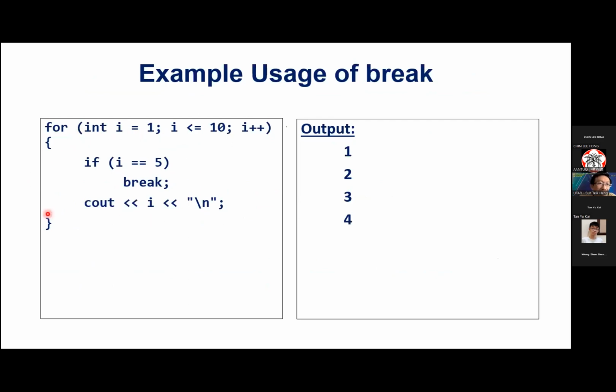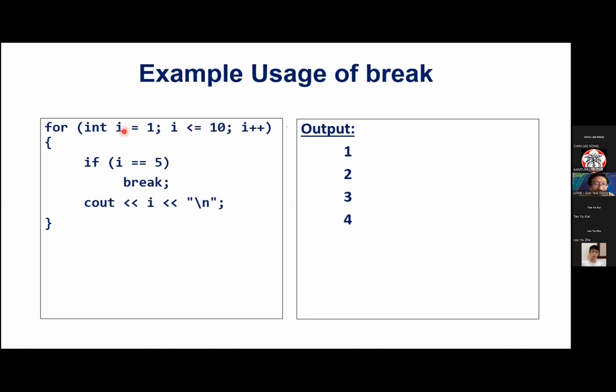Now you can see from here, we have a break statement. If the value for variable I is equal to 5, then we will execute the break statement. Remember what I mentioned to you just now? The moment you execute the break statement, it will terminate the for loop. So what do you guess the result will be?